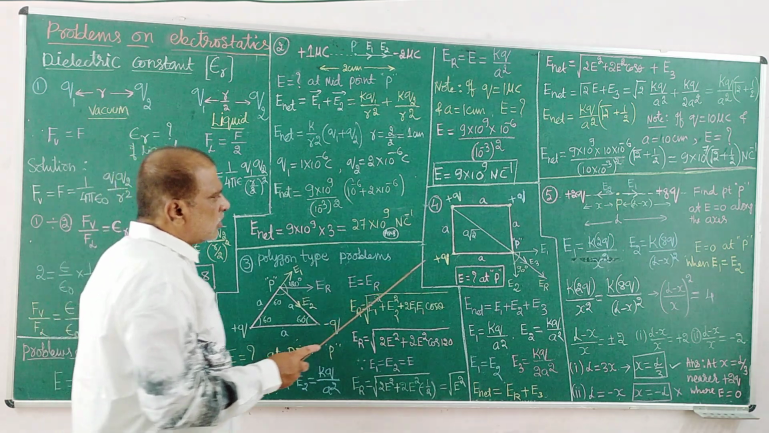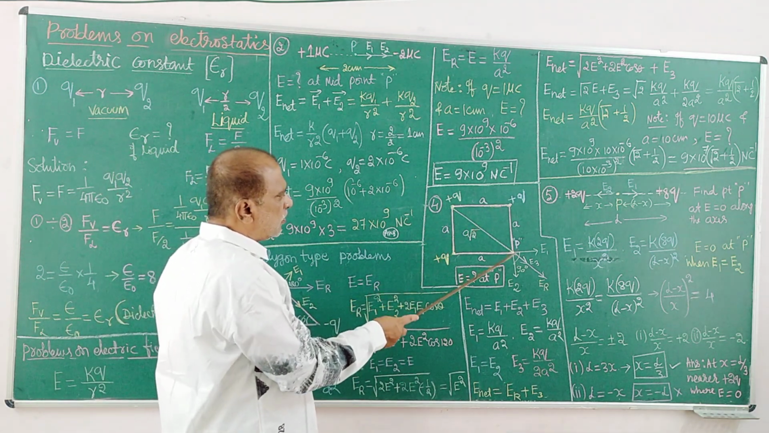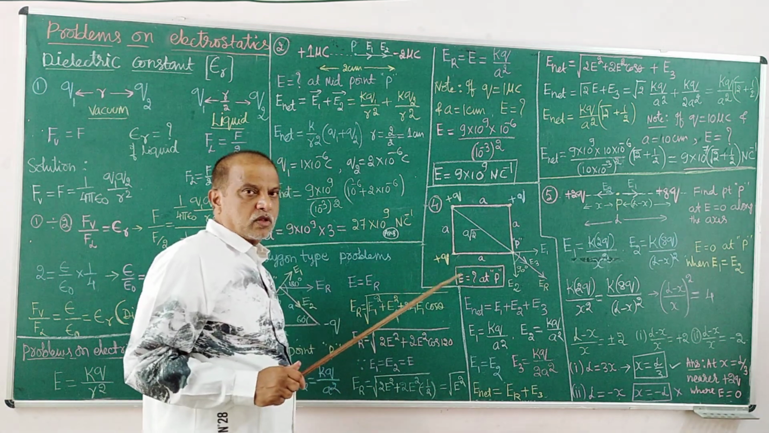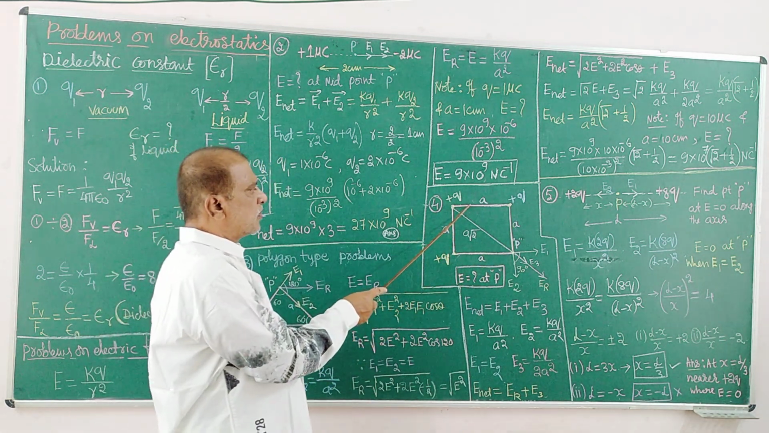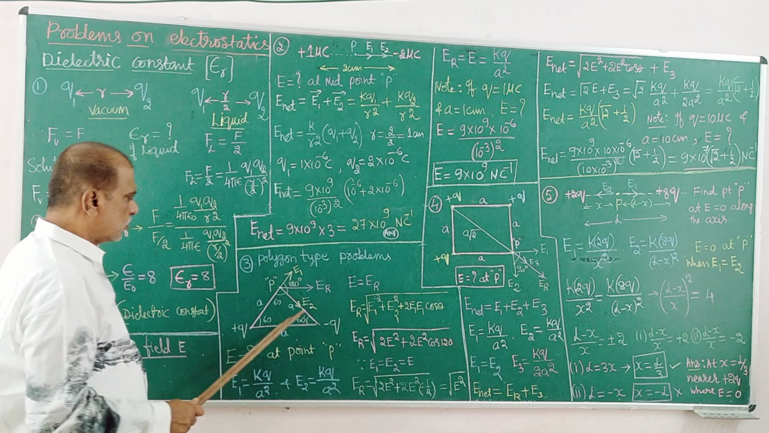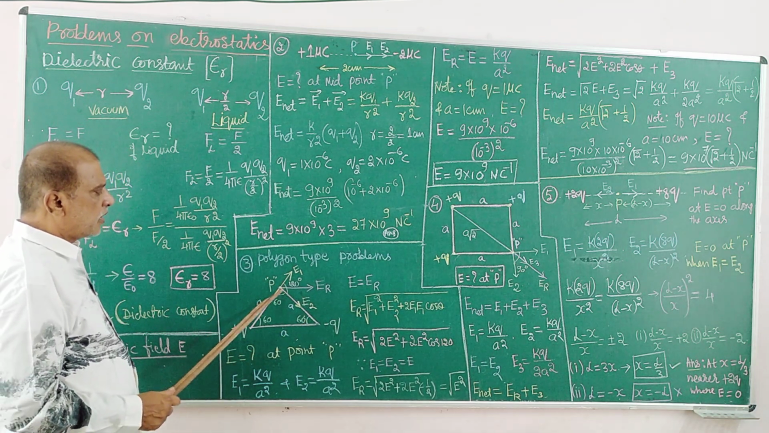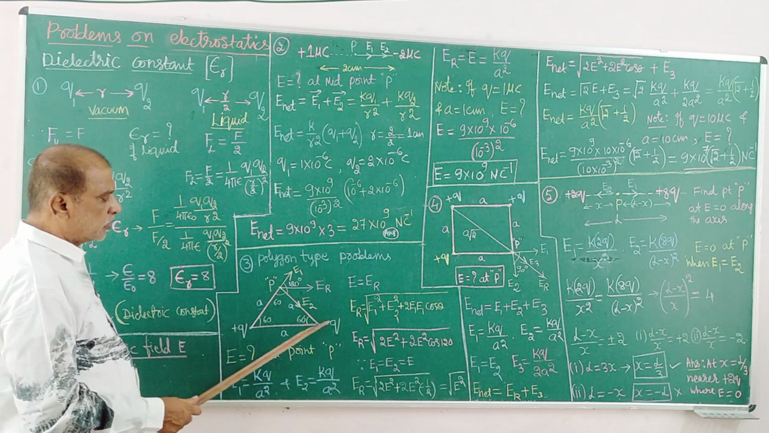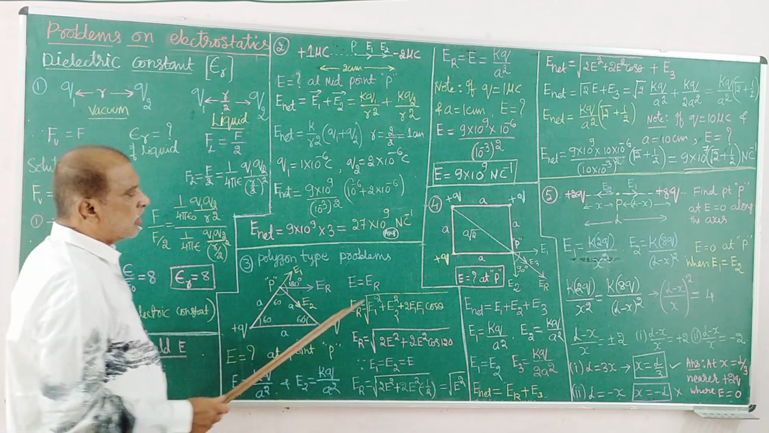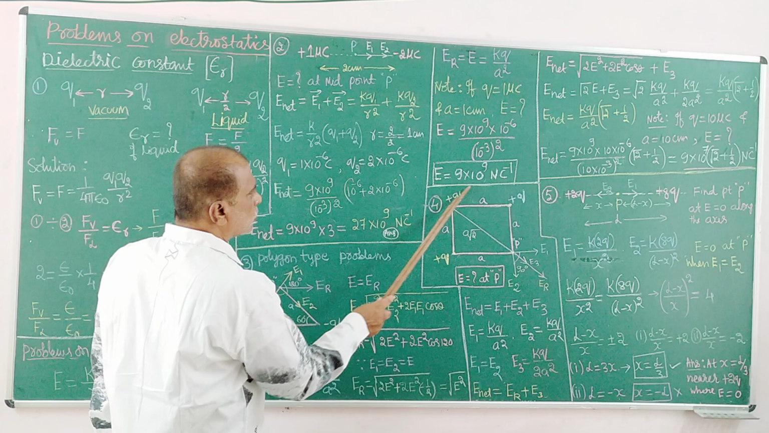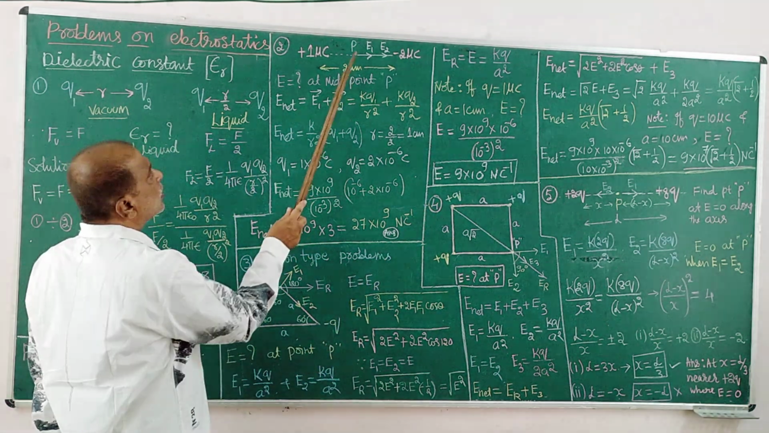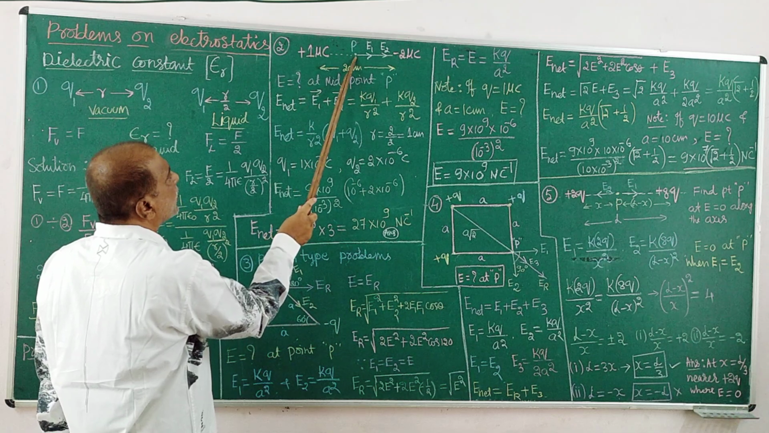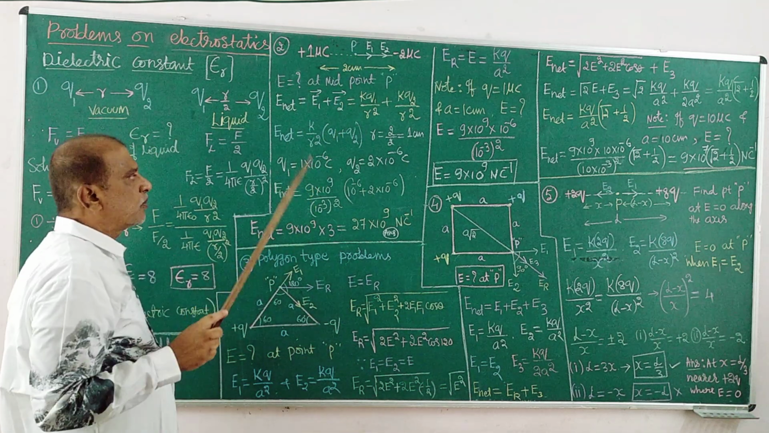Similarly, we have three charges and the point in the space in this geometrical shape. Here the charges are three, multiple charges. Here the charges are two, multiple charges. And at the point we need to calculate the electric field due to these charges. So there is a problem.